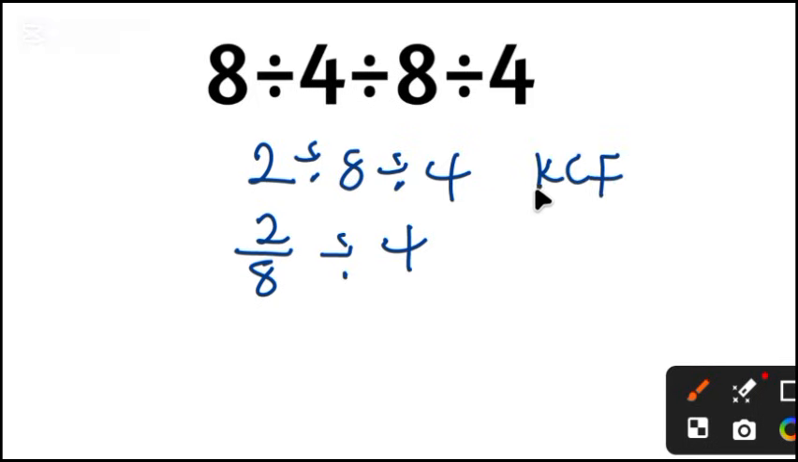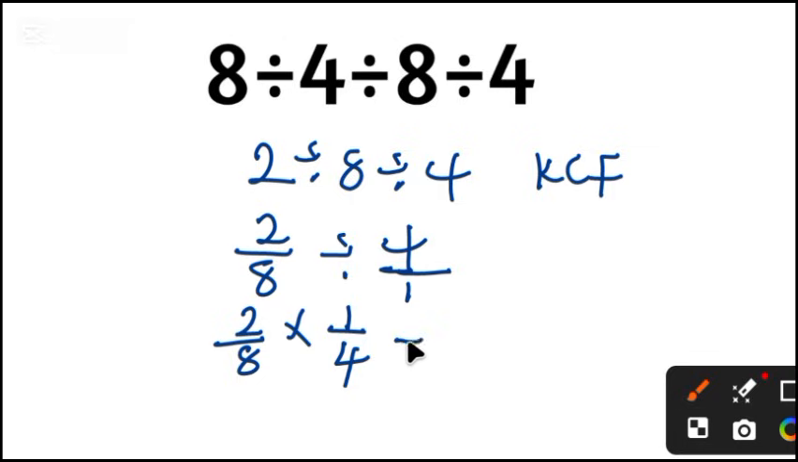K stands for keep the first fraction. We keep 2 over 8. C stands for change. We change this division to multiplication. And F stands for flip. So this one, let's call it 4 over 1 because 4 over 1 is the same thing as 4. So when we flip it, it becomes 1 over 4.